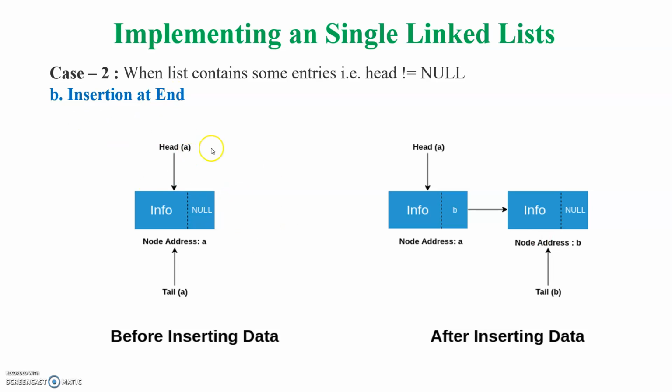Now the other case, the insertion at the end. Let us take a similar scenario. I have a node where head and tail are pointing. I am going to insert a new node at the end of the particular linked list. In that situation, I am going to create a new node B. Tail is going to point to the new node B. New node B's next address is going to be null, and the node A's next is going to point to the node B.